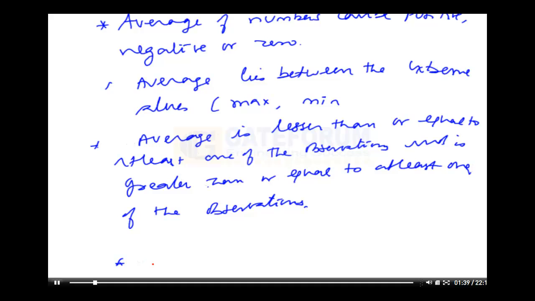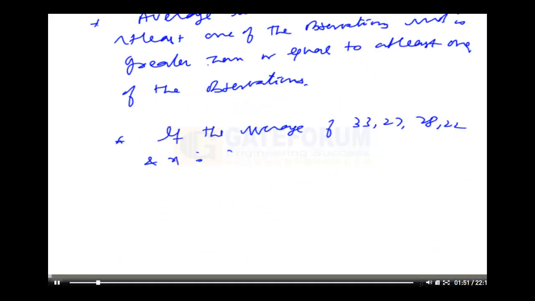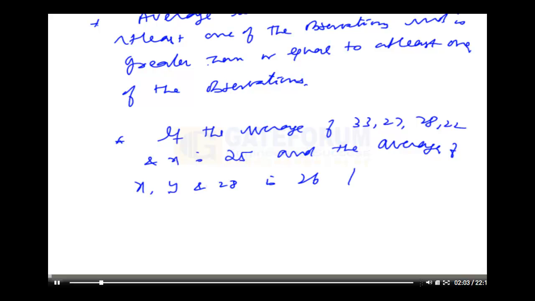Let's look at a simple question. If the average of 33, 27, 28, 22 and x is 25 and the average of x, y and 28 is 26, find y.